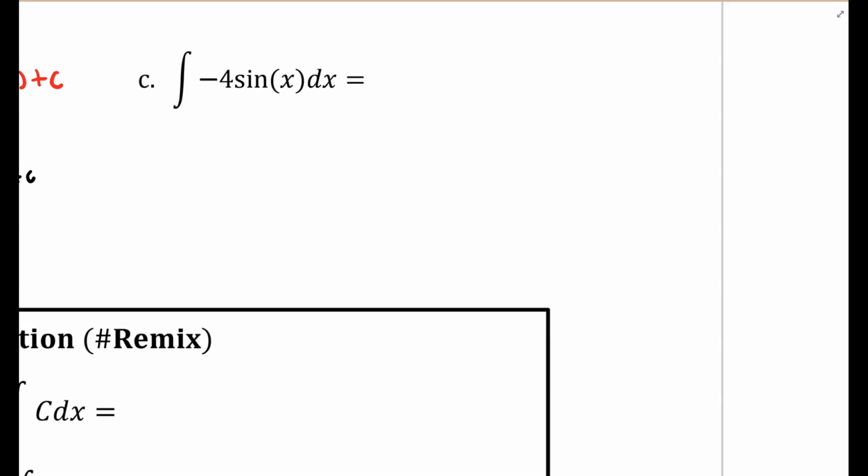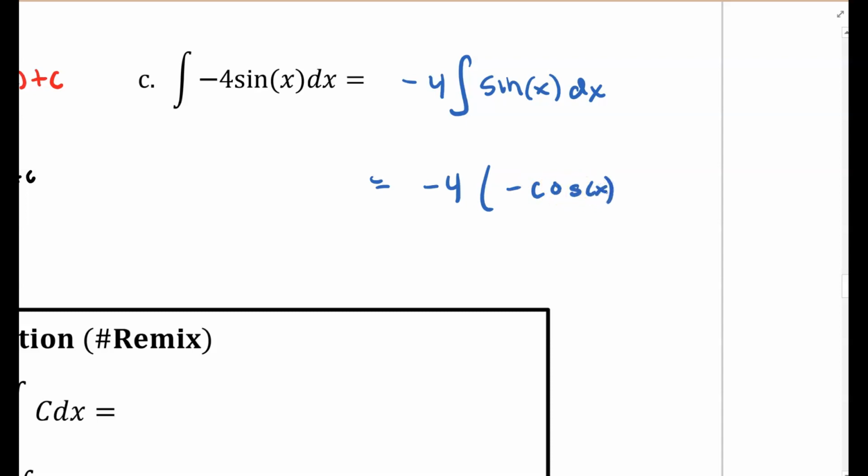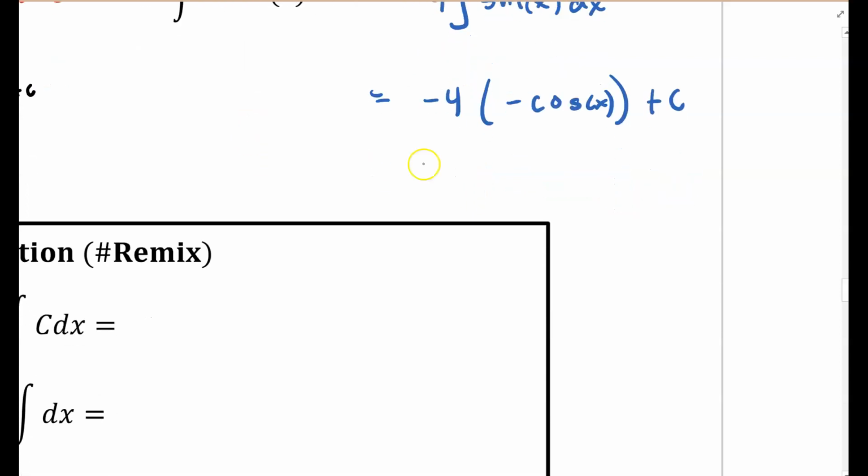All right, hopefully you tried this one. Here is the solution. What I'm going to do is I'm going to pull out that -4 as the multiplier in the front. And I have -4 times the integral of sine of x dx. And this just gives me -4 times the integral of sine of x is a negative cosine of x. Don't forget that negative, okay, plus some constant. And I have a +4 cosine of x plus a constant.